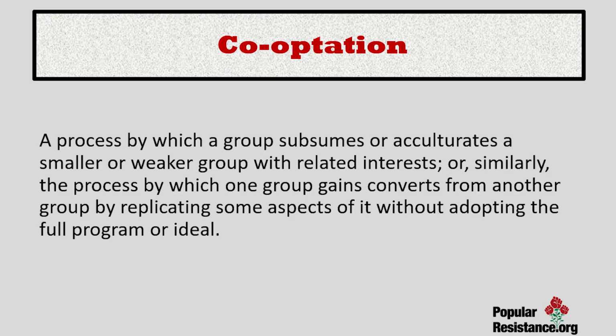So let's talk a little bit about co-optation or co-option. Basically the definition is that this is a process by which a group subsumes or acculturates a smaller or weaker group with related interests into their group, or they can start to pull converts away from a group into their group by acting like they are similar to that group, although they don't actually uphold the same values or goals of the original group that they're pulling people from. It's almost the inverse of what a movement tries to do. When a movement tries to weaken the columns that are holding the power structure in place, we're pulling people from those columns into the movement. They're doing the opposite. They're trying to pull people from the movement into the power structure.